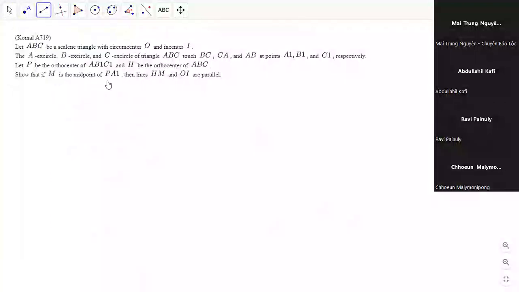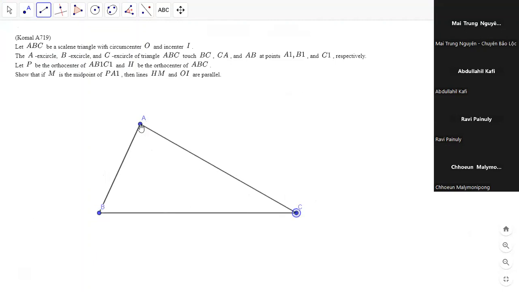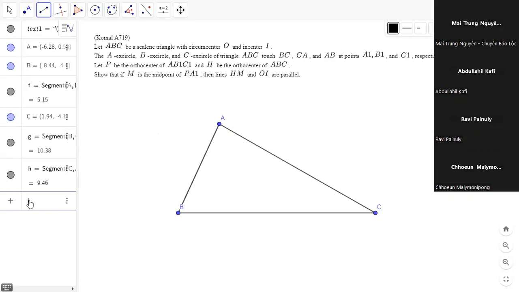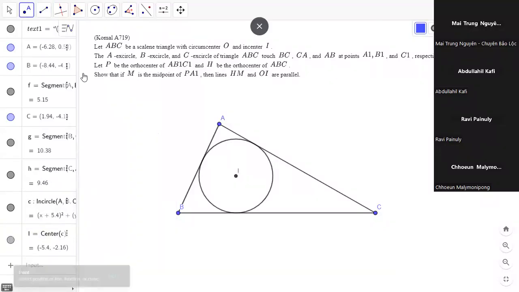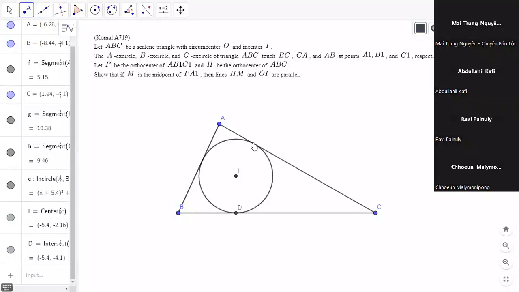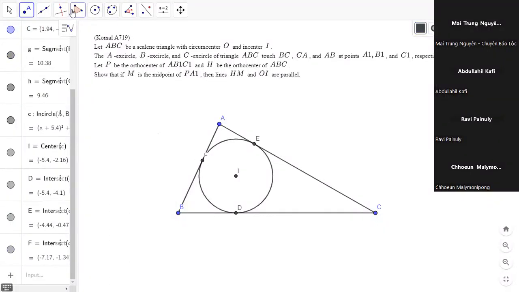We have a scalene triangle with circumcenter O and incenter I, and we draw the excircles. Actually, we don't really need to draw the excircles. We just need to draw the tangency points of them. So let's draw these three points and reflect them about the midpoints.